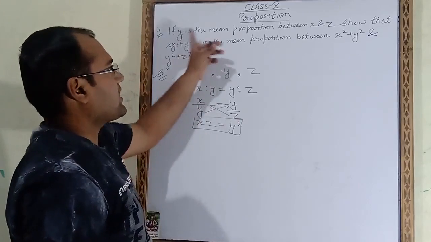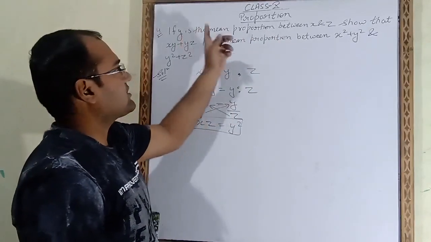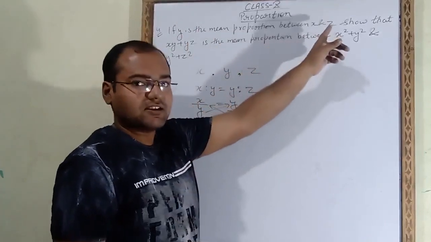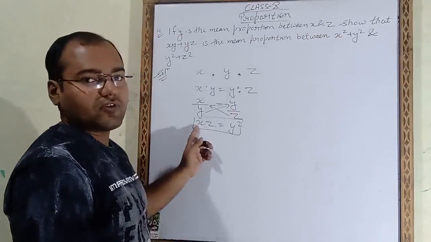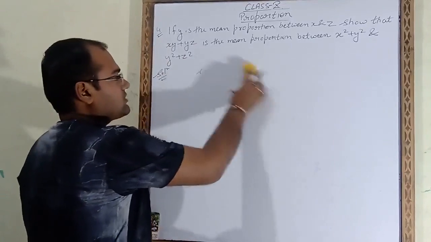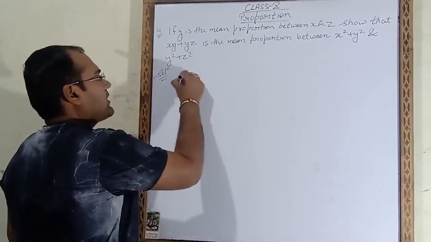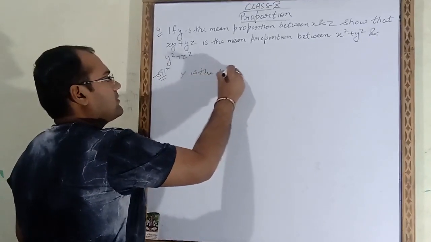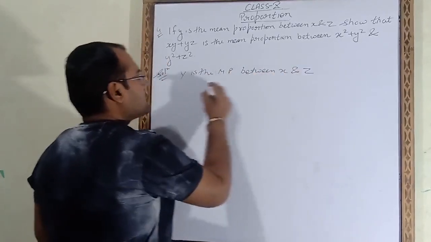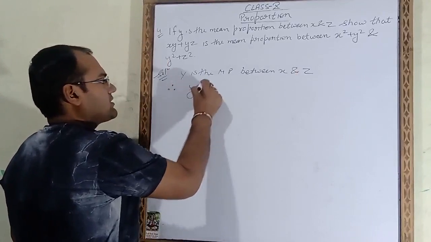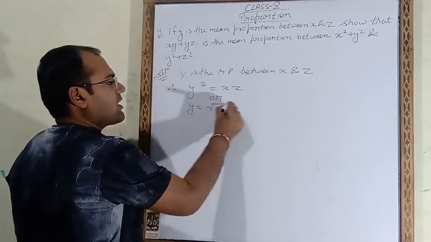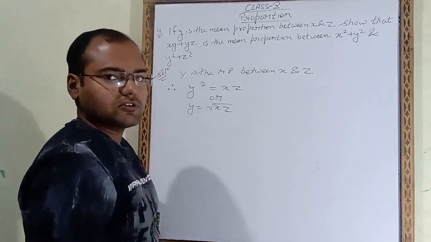So what is the question? Y is the mean proportion. Since y is the mean proportion, we have to take y square. This y is the mean proportion between x and z. So in equal we have to take the product of x and z. So what you have to do? No need to show this. You have to write it. Y is the mean proportion between x and z. Therefore we can say y square is equal to xz, or we can say y is equal to square root of xz. Anything we can use.